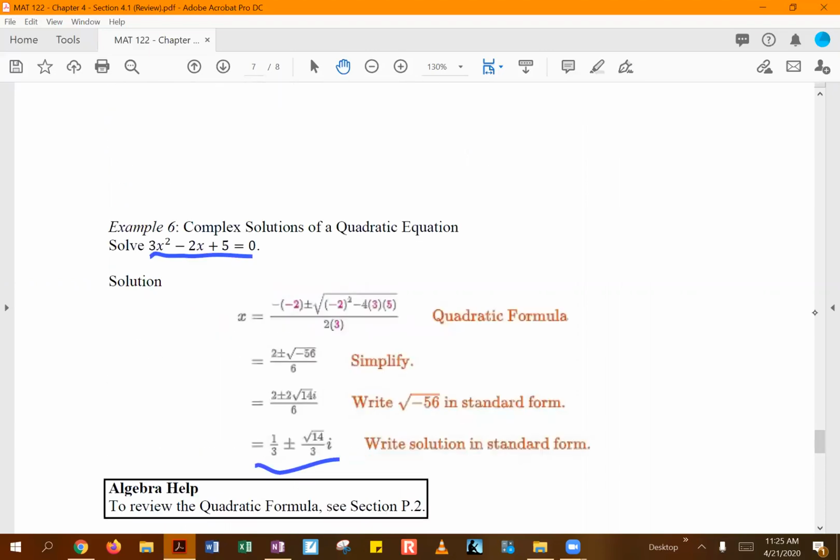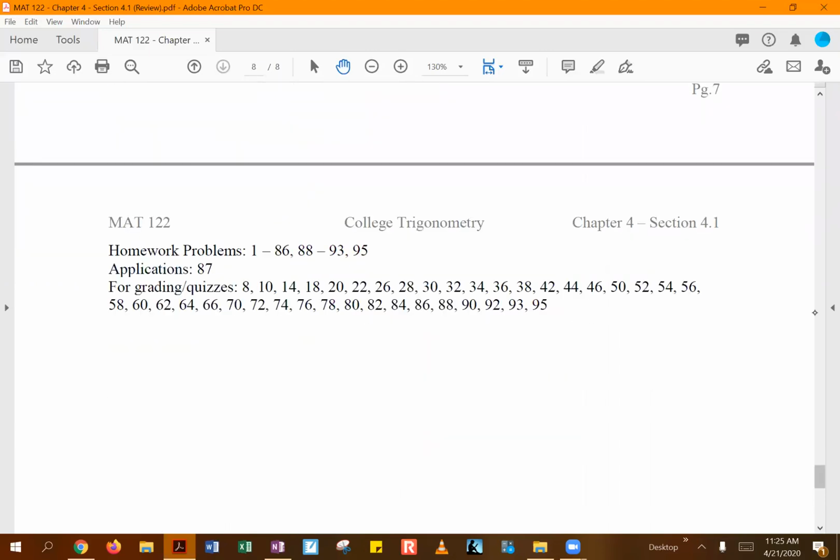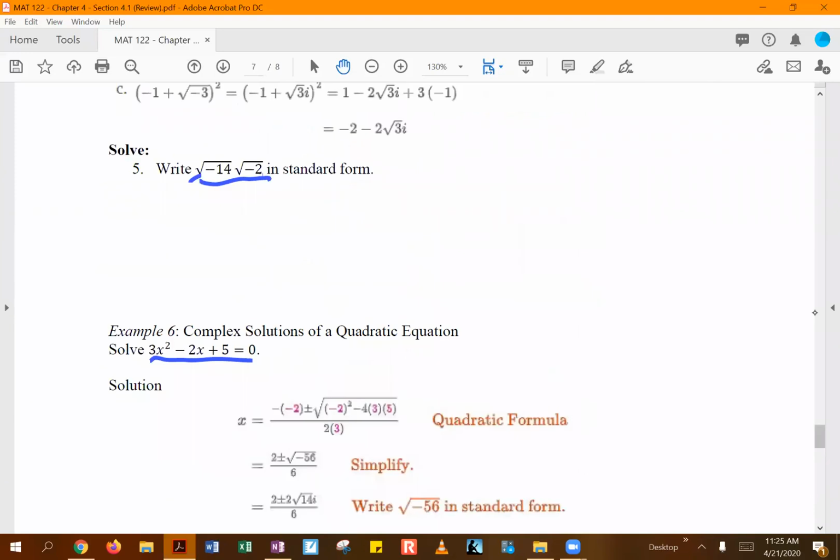So again, when you get a chance, I would definitely ask you to look through the video for this, but let's go ahead and talk about the examples that I wanted to look over in this section. So this will be from our textbook.